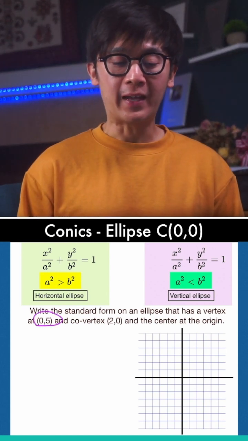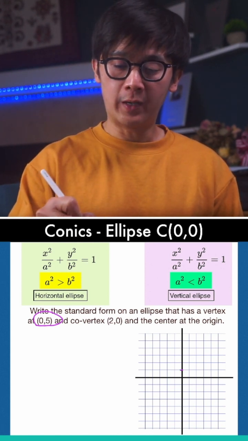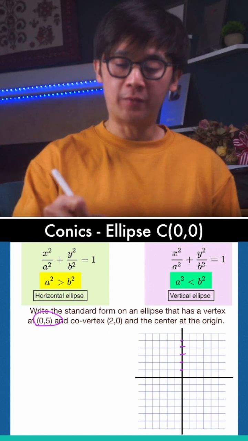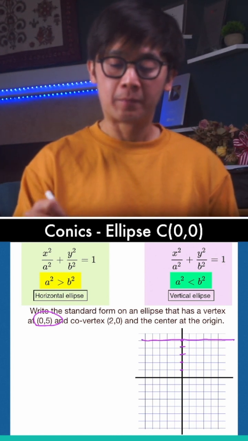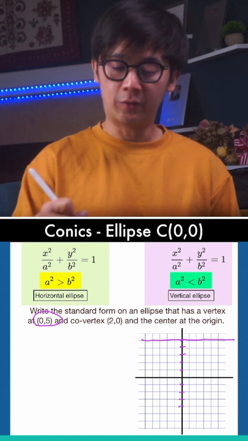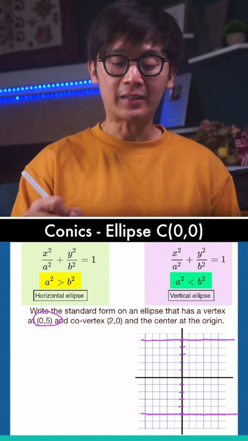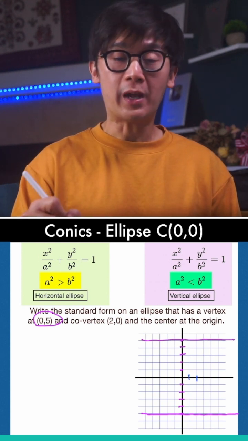Ang 0, 5 ay x ay 0 at y ay 5. 0, 1, 2, 3, 4, 5. And 5 pababa. 1, 2, 3, 4, 5. At yung ating co-vertex ay nasa 2, 0. X is 2, 1, 2, and y is 0.